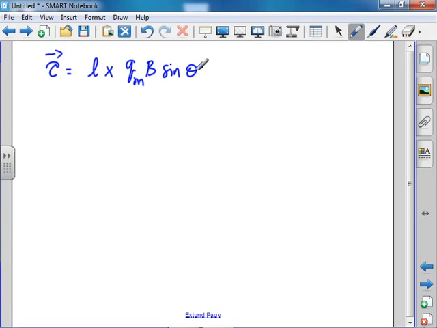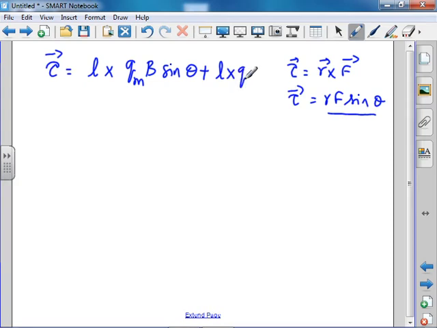Why do we write QMB sin theta? Because it is the cross product of two vectors. Tau is equal to R cross F, which can be written as RF sin theta. In this manner we are writing here. Plus L into QM B sin theta.